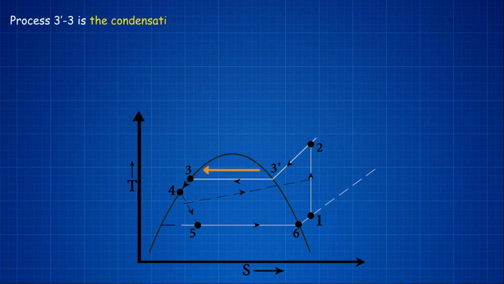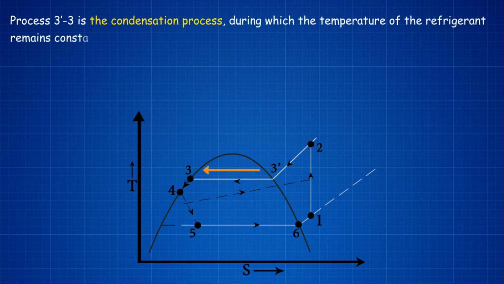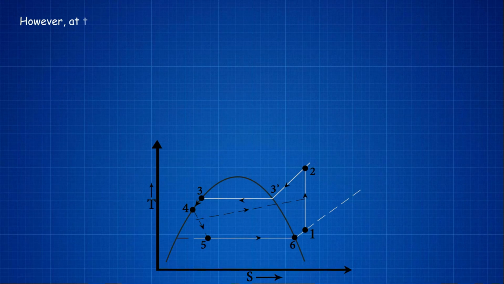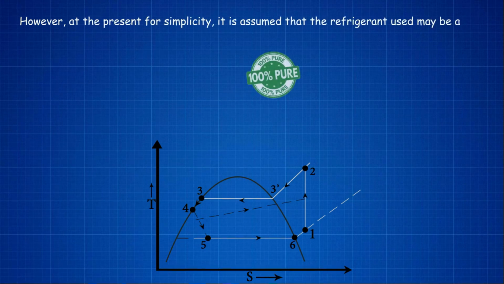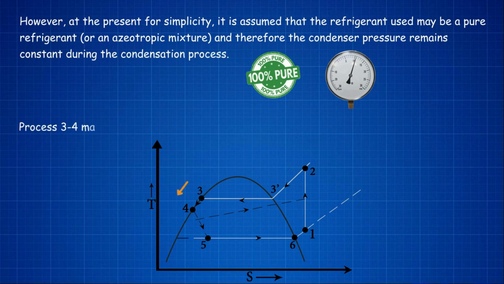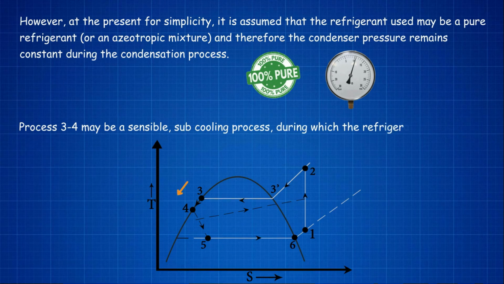Process 3 to 3' is the condensation process, in which the temperature of the refrigerant remains constant because it undergoes a phase transition. However, for simplicity, it is assumed that the refrigerant used is a pure refrigerant or an azeotropic mixture, and therefore the condenser pressure remains constant during the condensation process. Process 3' to 4 is a sensible subcooling process, in which the refrigerant temperature drops from T3 to T4.